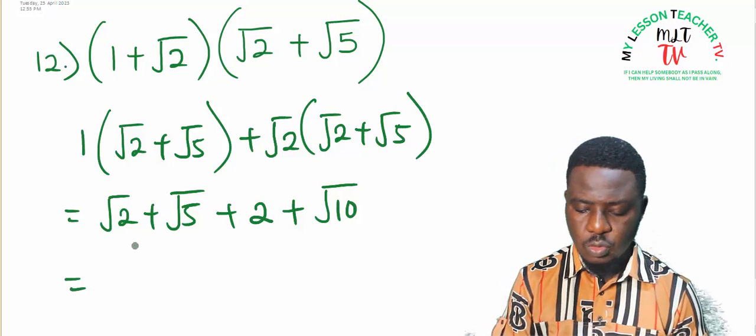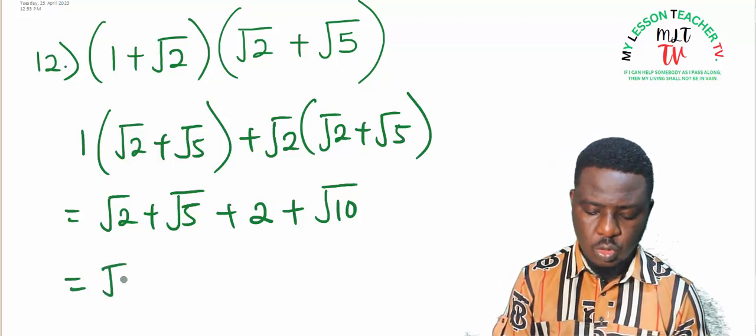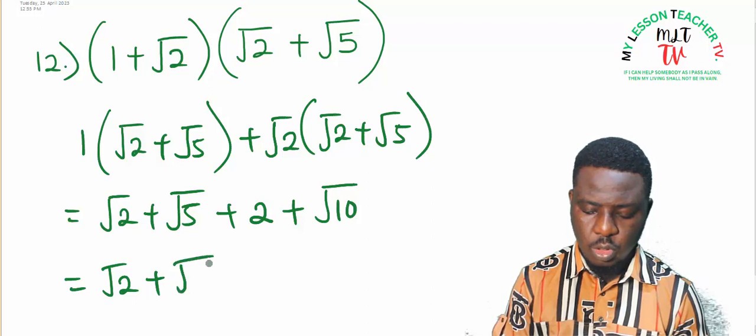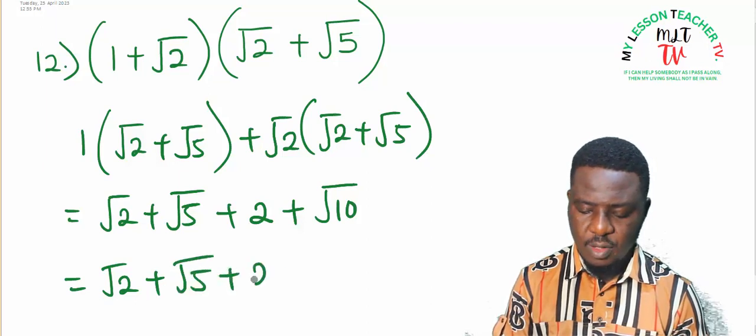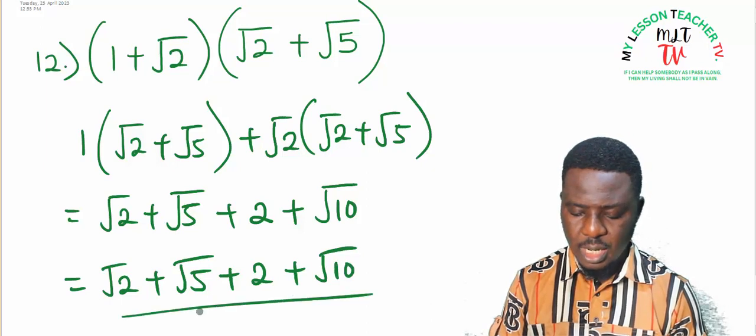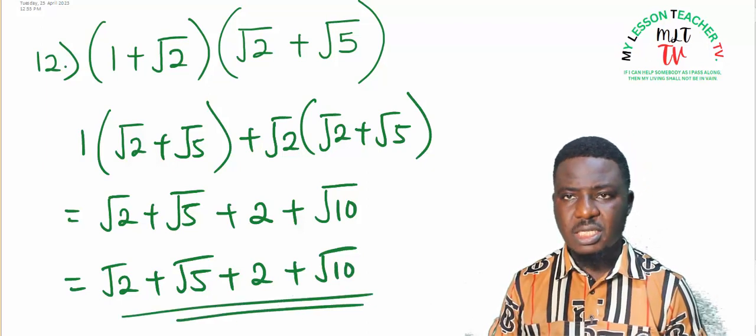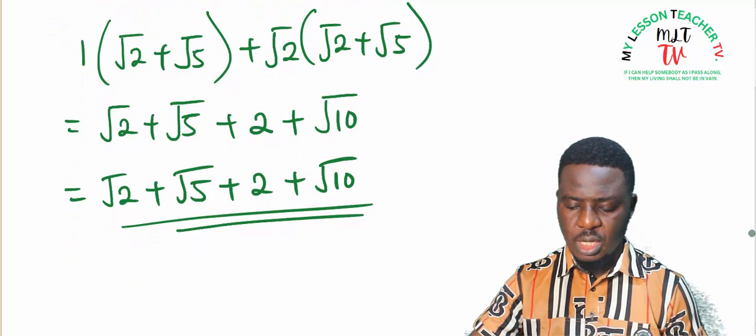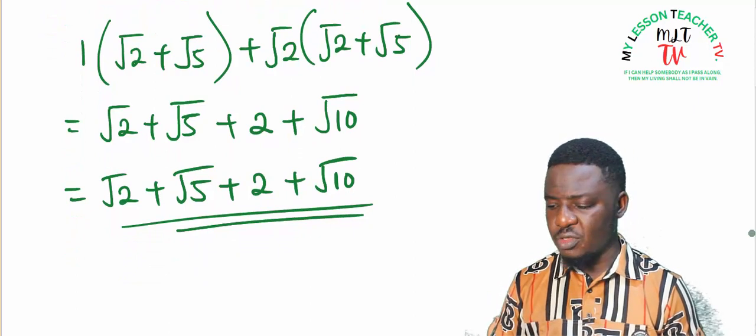This is equal to root 2 plus root 5 plus 2 plus root 10. This is said to be in their basic surd forms, and they are not like terms, so this gives us our answer.